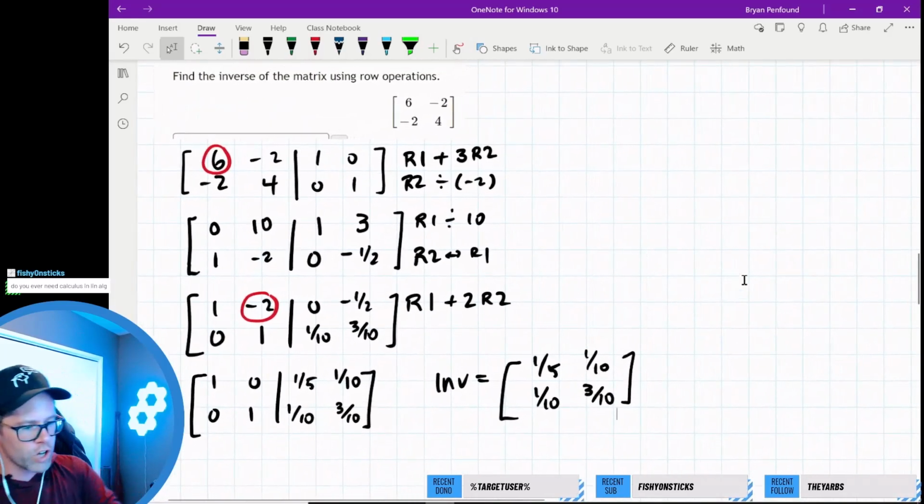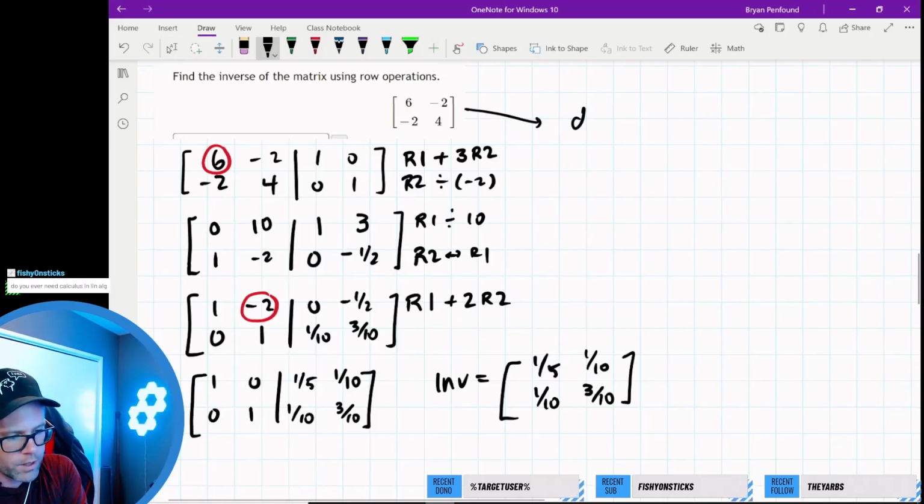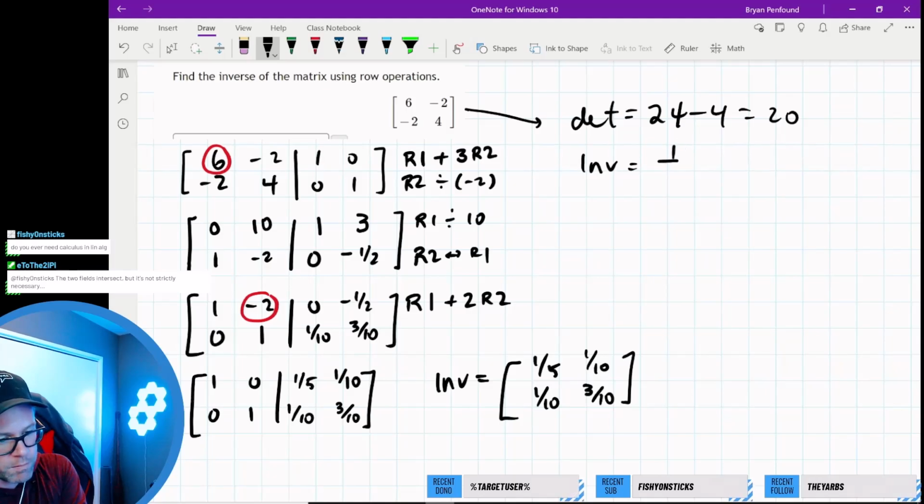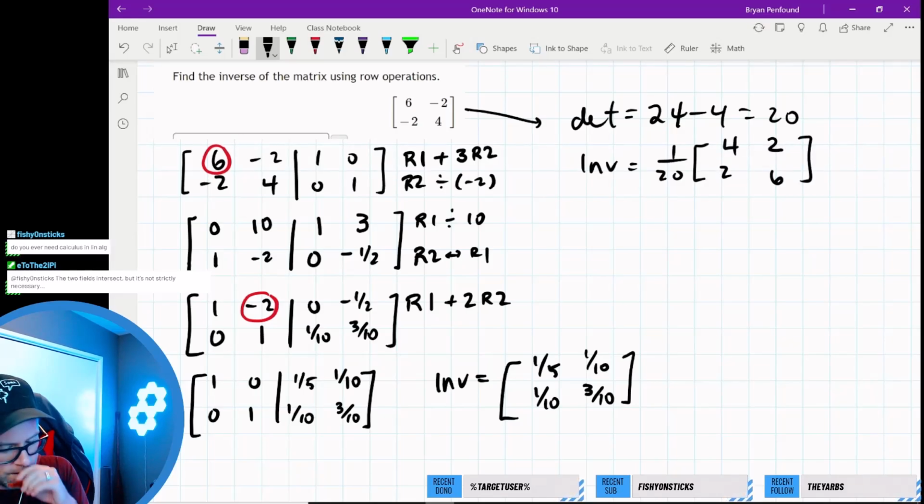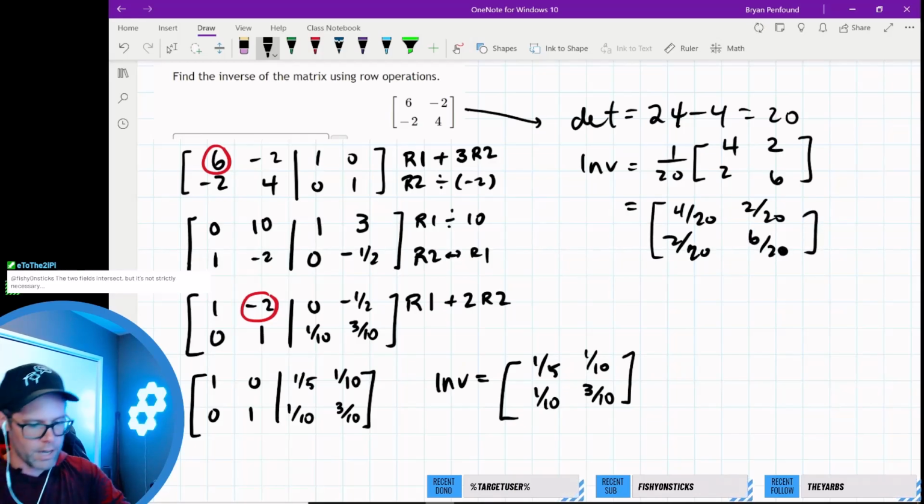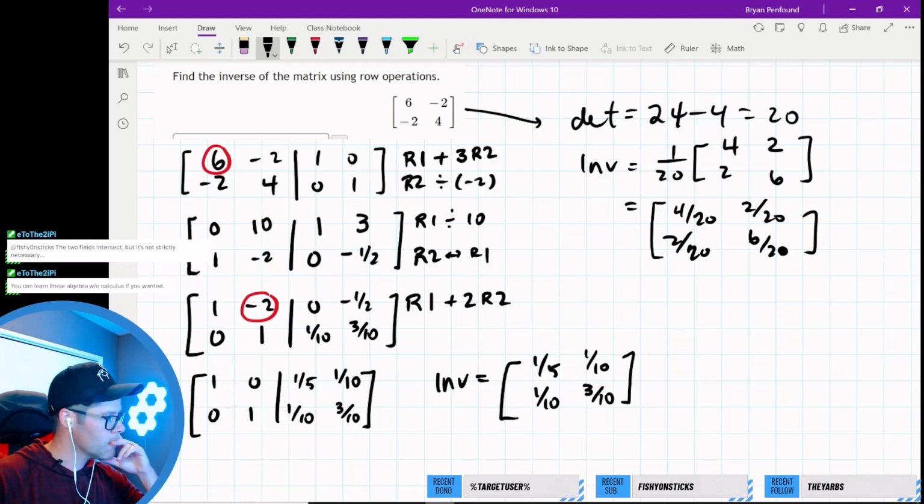I guess we could double check our work, right? We could look at this and go, well, the determinant is 24 minus 4, which is 20. And so the inverse using the shortcut method should be 1 over 20. We're going to swap the 4 and the 6 and then negate the 2 2's. And hopefully everything comes out okay. We need 4 over 20, 2 over 20, 2 over 20, 6 over 20. I think it came out okay. I think those are the same thing.